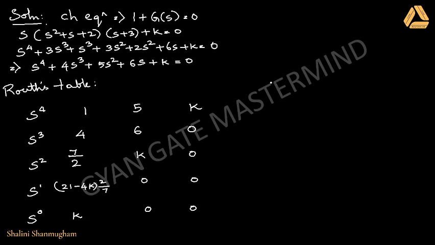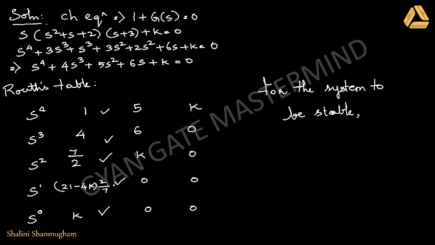So for the system to be stable, just concentrate on the elements of the first column. The last two rows' elements should be greater than 0. That is, k should be greater than 0, as well as (21 minus 4k) into 2 by 7 should be greater than 0.